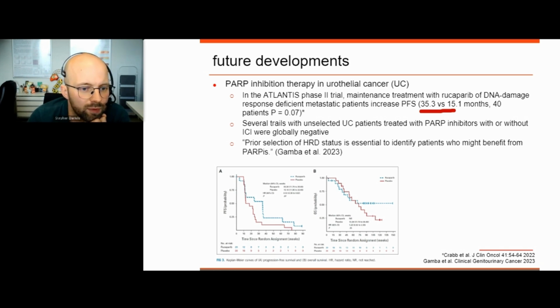We have studies before, and they compared unselected urothelial cancer patients for PARP inhibitor therapy, and the results were globally negative. So these authors conclude that the prior selection of the HRD status is essential for these patients to benefit from the PARP inhibitor therapy, and hopefully we can test them in the future.